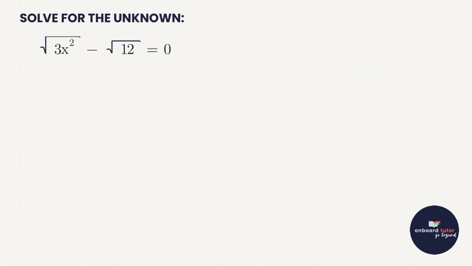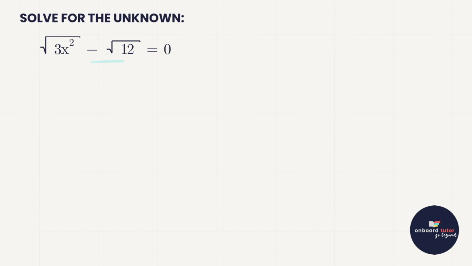Let's have a look at one last example. Okay, we've got the root of 3x squared minus the root of 12 is equal to 0. So what we may be tempted to do here is to pop down a big square, and we're going to say square both sides. But we are definitely going to complicate our lives here because we're going to have to FOIL this thing, and we're still going to be left with roots in our answers if we do that.